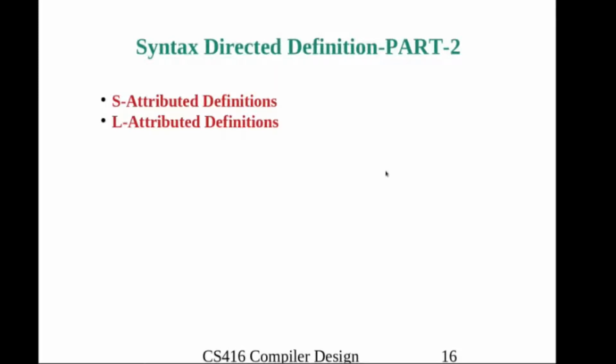It is actually a syntax-directed translation, one of the notations, a generalization of a context-free grammar, and we are attaching a semantic rule to the production for evaluating the attribute associated with the nodes of the parse tree or grammar symbols. There are two types of syntax-directed definition we can see. One is S attributed definition and second one is L attributed definition, and this classification we have made based on the assumption of how we will implement the syntax-directed definition while doing the parsing operation.